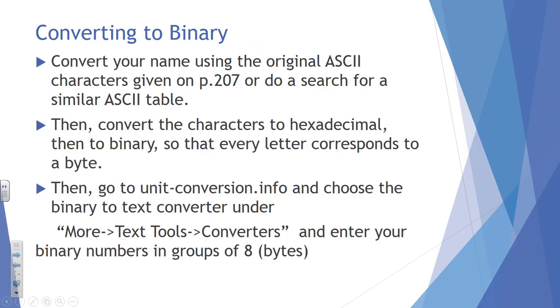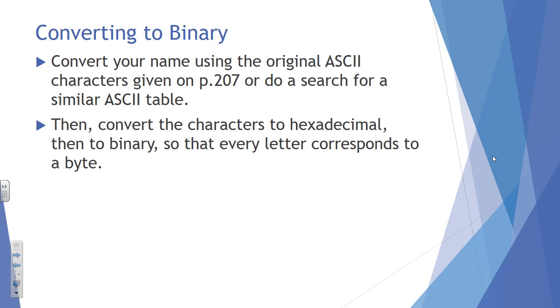So here's a quick little project I'd like you to do before we wrap this up. Write your name and then convert the characters in your name into hexadecimal form using the table given on page 207 of your text, or you can do a Google search for any similar ASCII table. That is, again, convert your name into hexadecimal representation. Then I'd like you to convert those hexadecimal characters into binary form so that every character corresponds to 1 byte. That is to say, put a 0 in front of your 7 digits so that each character is represented by not 7 but 8 binary places.